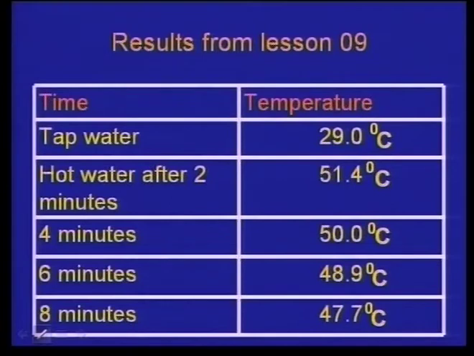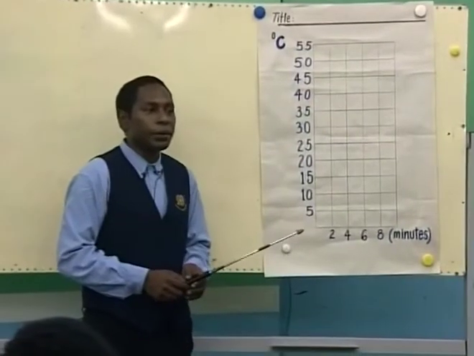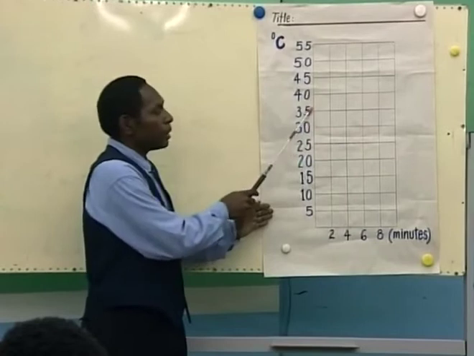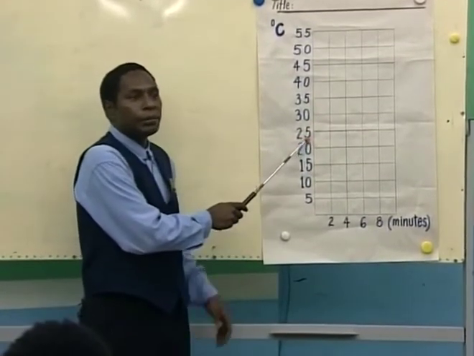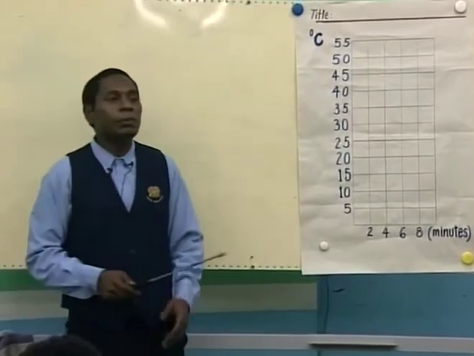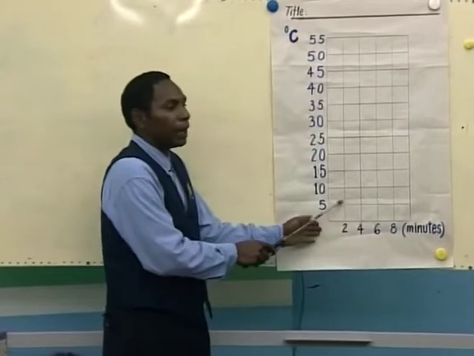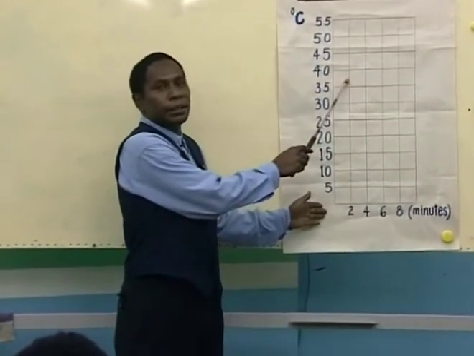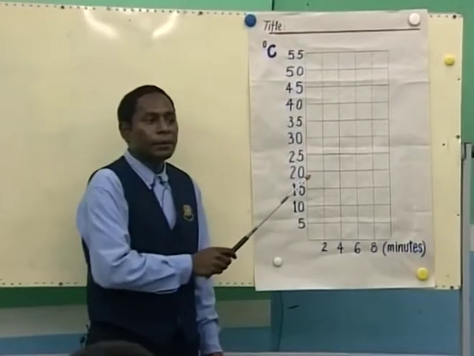Right, class and receiving students, when you are ready to put up your first dot, place it alongside these numbers here. The first one is going to be 29.0 degrees Celsius. You place it somewhere along this line. And then when you go to the first 2 minutes, which is 51.4 degrees, you put it along that 2-minute line. All clear?